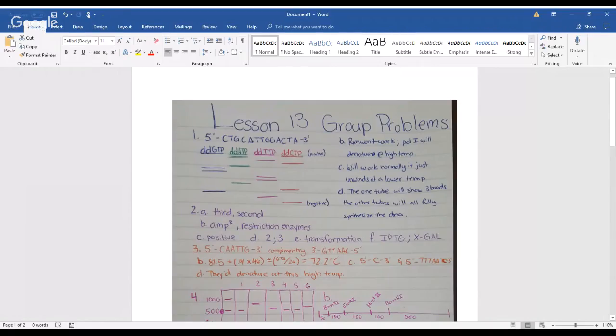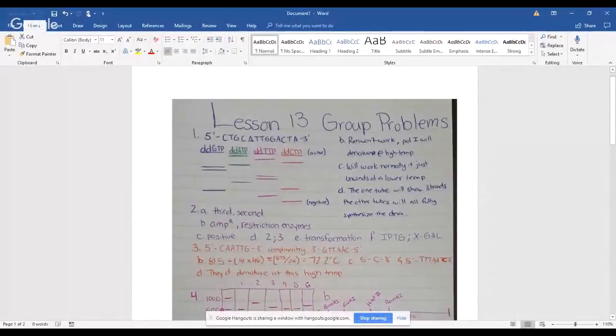So this is the lesson 13 group problems for genetics. For the first problem, we are supposed to show what the banding pattern would look like on the gel. So I drew a picture right here. For the first part, I rewrote the actual sequence, and then went one at a time. Since the first one's a C, C would be the furthest down because it would be the smallest, and then you just keep working your way up until you get to A, which would be the one closest to the top because it would be the biggest. And then you just put them in the right categories.